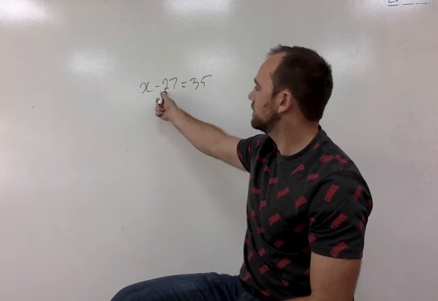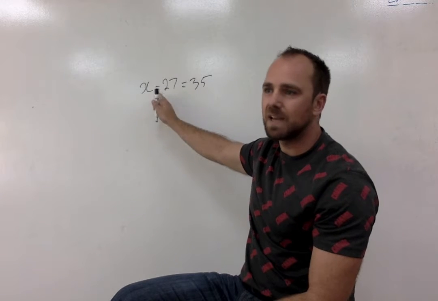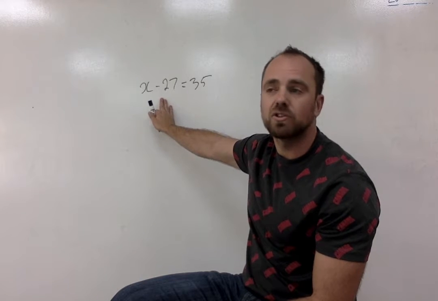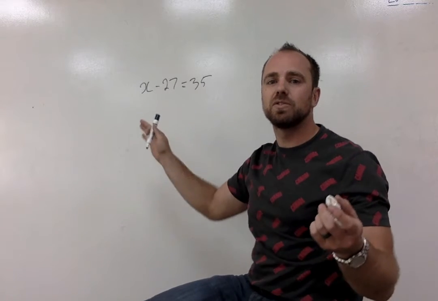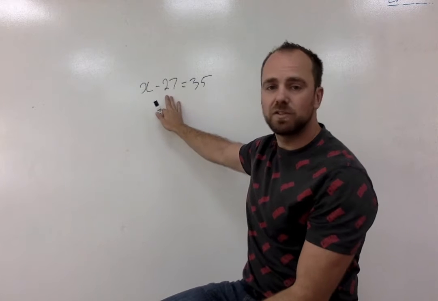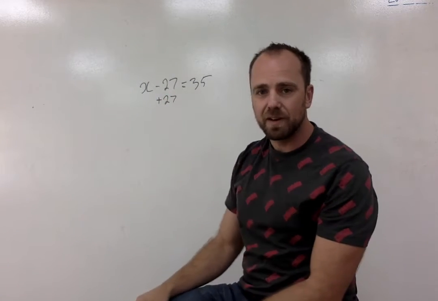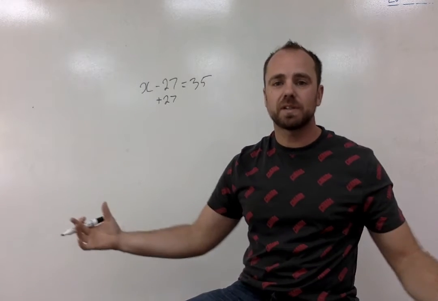Okay, when we were using our integer tiles, we actually had to say, we have negative 27, how can I get rid of it? I'm going to turn all of those 27s into 0 pairs. So what did I have to do? I had to put in positive 27. Okay, so all of those are now 0 pairs.